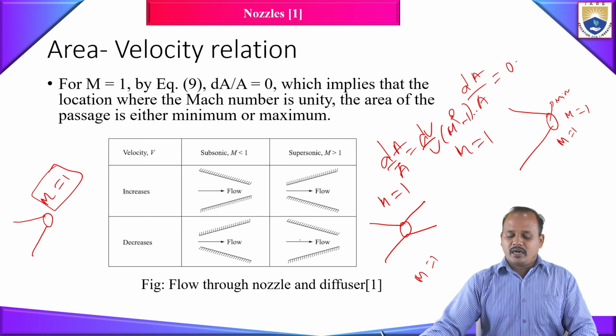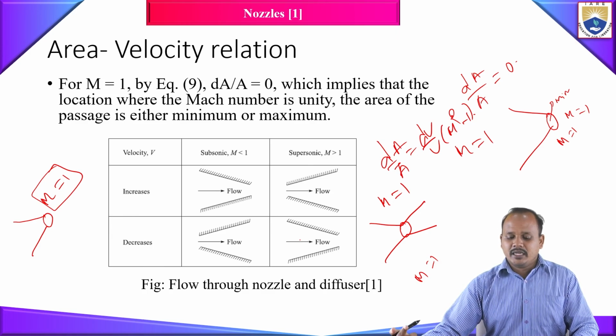For this, we have seen what will happen for different Mach number entries. For subsonic entry, a positive change in area will create a negative change in velocity, and a negative change in area will create a positive change in velocity. Whereas for supersonic, a positive change in area will create a positive change in velocity, and a negative change in area will create a negative change in velocity. That is, for supersonic, if the area increases, velocity will increase; if the area decreases, velocity will decrease. Whereas for subsonic entry, if the area increases, velocity will decrease; if the area decreases, velocity will increase.